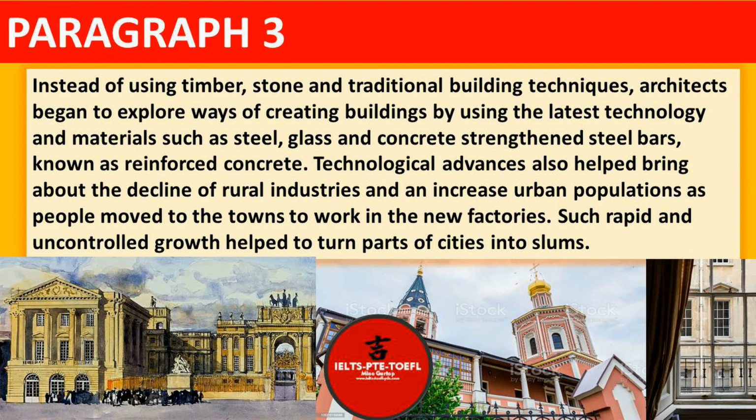Instead of using timber, stone and traditional building techniques, architects began to explore ways of creating buildings by using the latest technology and materials such as steel, glass and concrete strengthened with steel bars, known as reinforced concrete. Technological advances also helped bring about the decline of rural industries and an increase in urban populations as people moved to the towns to work in the new factories. Such rapid and uncontrolled growth helped to turn parts of cities into slums.